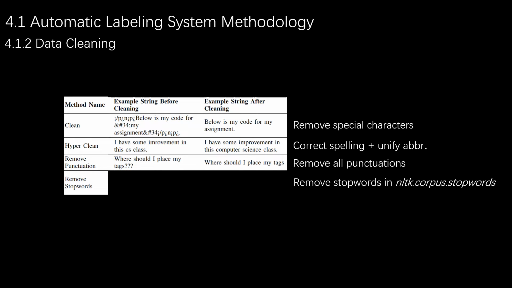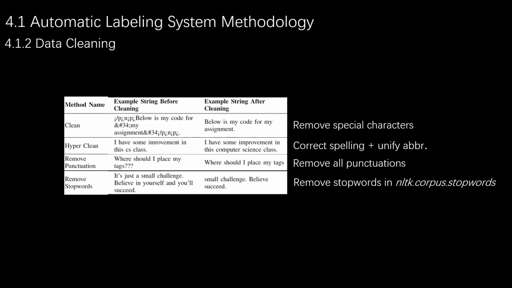The fourth one is remove stop words, which removes all stop words that appear in the content. Here, the range of the stop words is defined by the stop word set in nltk.corpus. In this example, you can see that it removes most words of a sentence and only 4 words are left after the cleaning. All the words in the red box are eliminated.